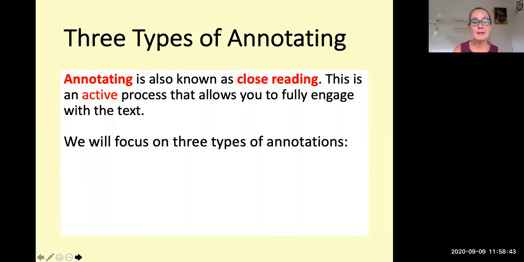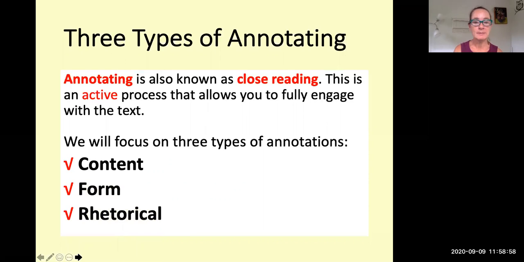There are three types of annotating, which is also known as close reading. This is an active process that allows you to fully engage with the text. We will focus on three types of annotations: content, form, and rhetorical annotations.